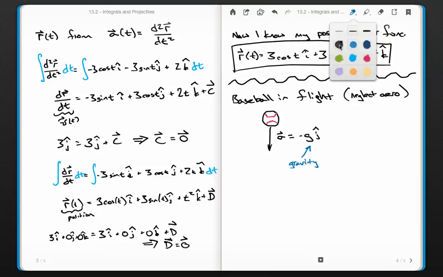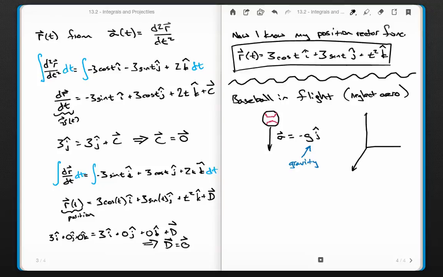And we have to be careful here to define our coordinate system. In this case, I'm saying that we've got a coordinate system that looks like this, where x is in the horizontal direction, y is this way, and z is this way. And if we're careful about how we pick this, I'm going to align my x coordinate with the direction that we hit the baseball. And why is that? Because it makes things easier. So now we know that acceleration, or d squared r dt squared, equals negative g j.